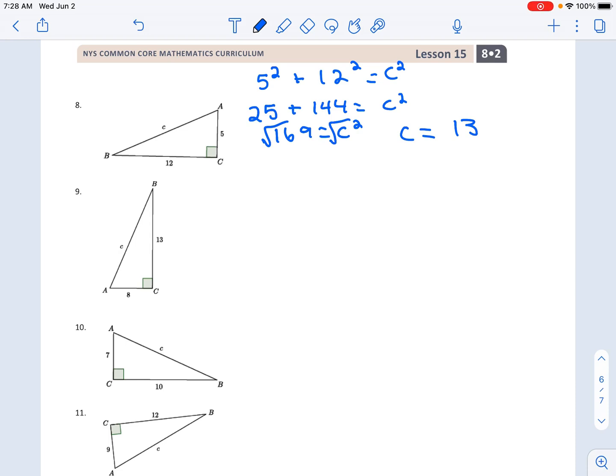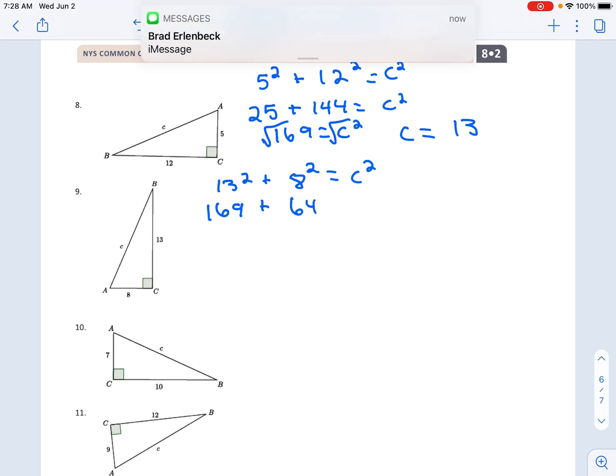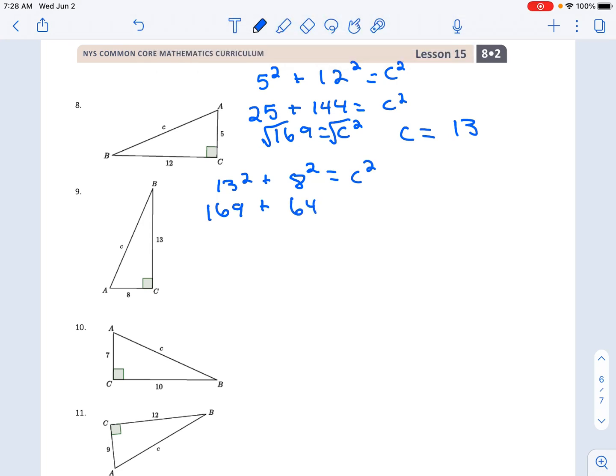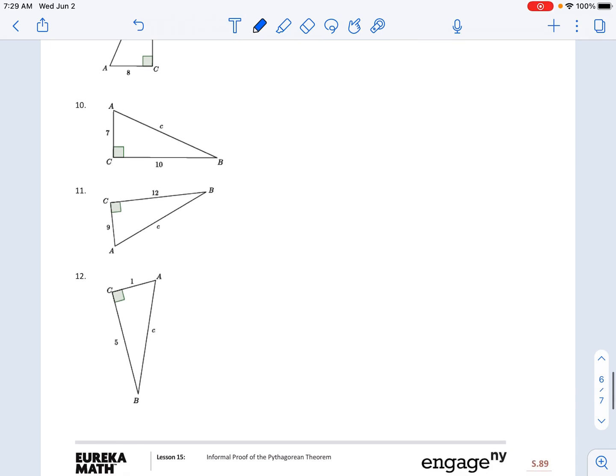All right, we have straight side of 13, straight side of 8. 13 times 13 is 169. 8 times 8 is 64. We get 233. Square root. Using a calculator, c by itself is 15.3 rounded. Last 2, or 3, sorry.